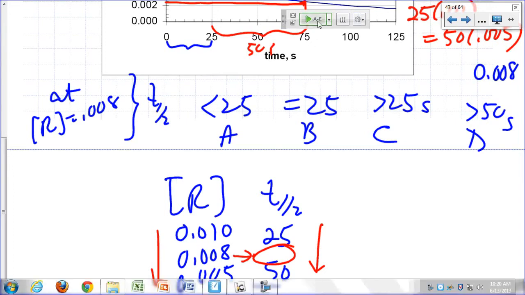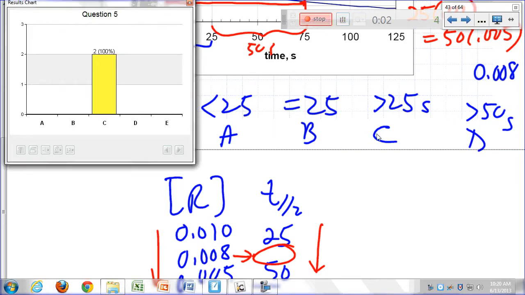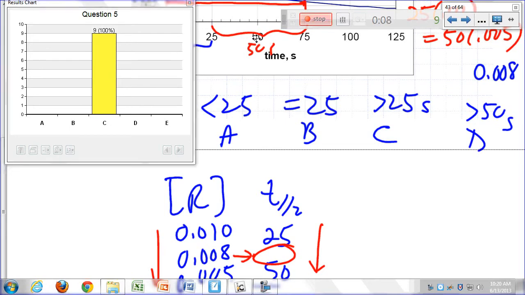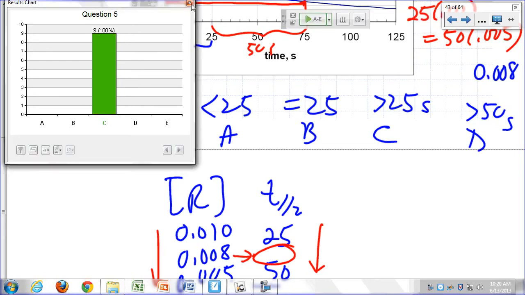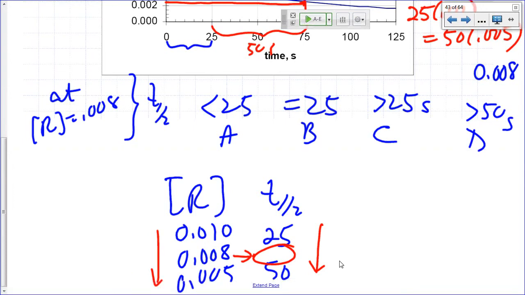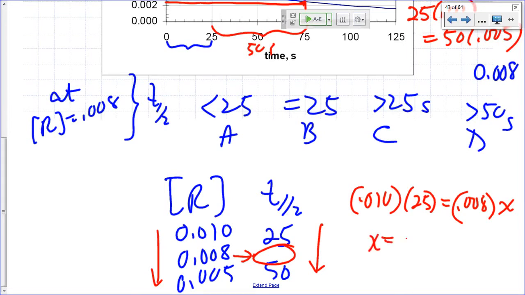So what's the best answer? Try it again. Okay, much better. Okay, correct answer is C. In fact, you can figure it out. What should it be? We're going to say 0.010 times 25 must be equal to 0.008 times x, right? But got half-life there. So what would the half-life be? X would be 0.010 over 0.008 times 25. What would that be? 31.25 seconds.